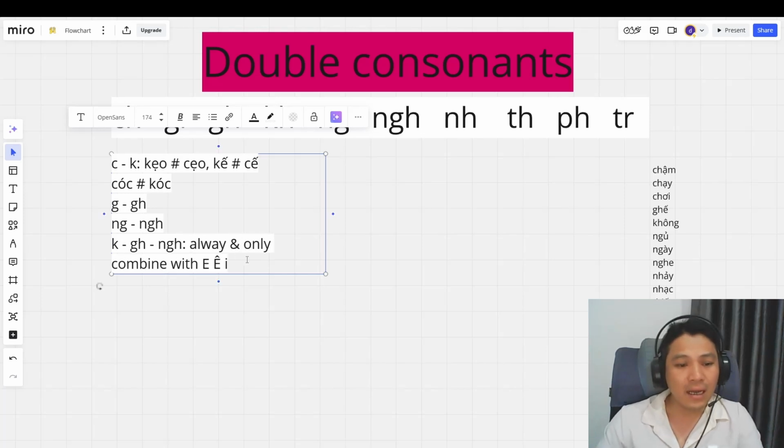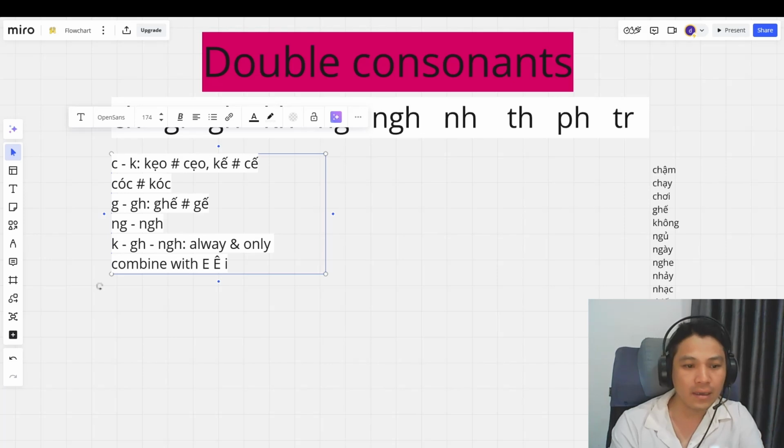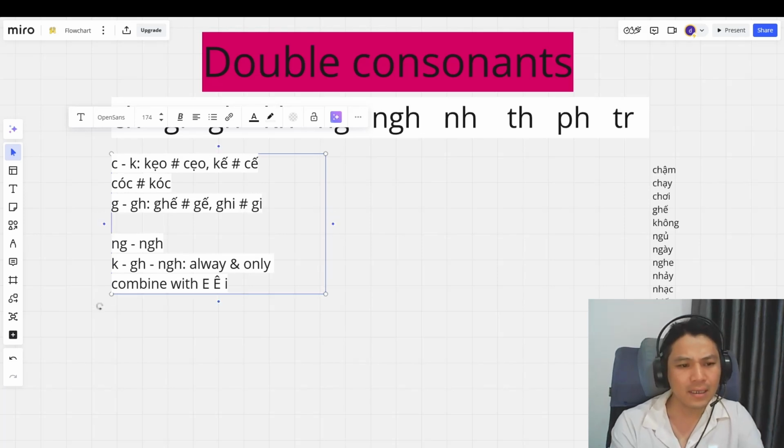It means with all the other vowels, they don't. We're going to write with g. All right, and the same thing with this. For example, the word ghế means chair, and we don't write it like this, right? Or the word ghi means write, and we don't write it like this. All right, but the word gà means chicken. We don't say it like this, right? Or left.